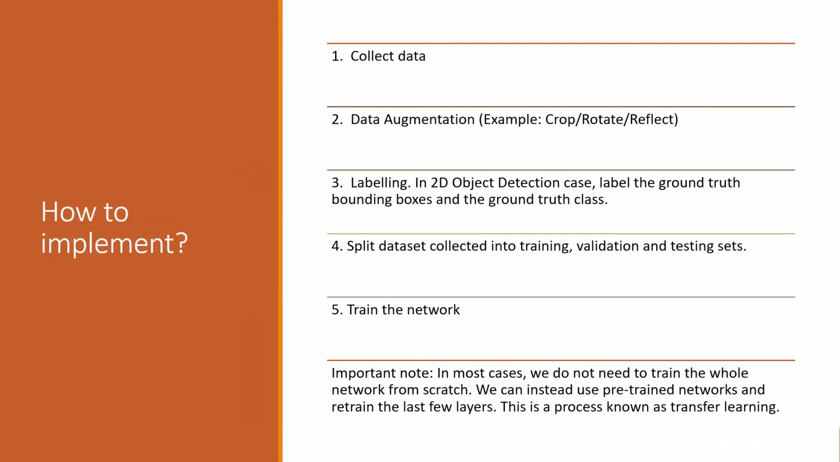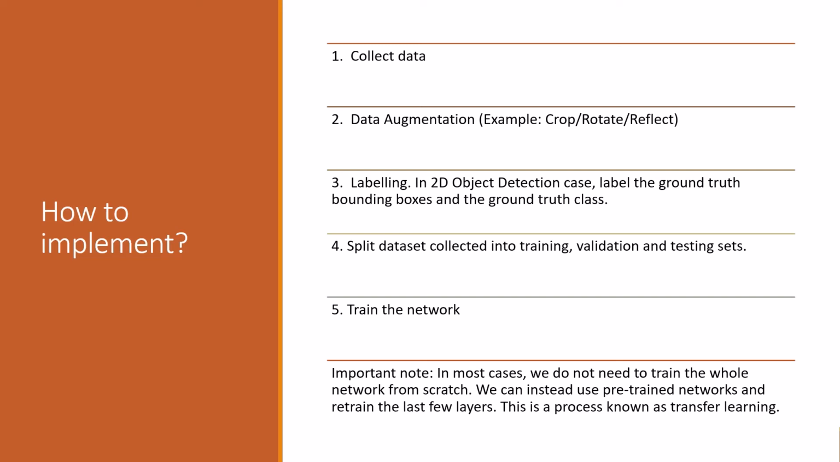To implement the 2D object detection algorithm, we first have to collect images. Next, we can do data augmentation on the images to increase the diversity of the dataset. We then need to label our images and split the dataset into training, validation, and testing. Finally, we can train the network. However, in most cases, we do not need to train a network from scratch as it can be very time-consuming. We can instead use a pre-trained network and retrain the last few layers. This is a process known as transfer learning.